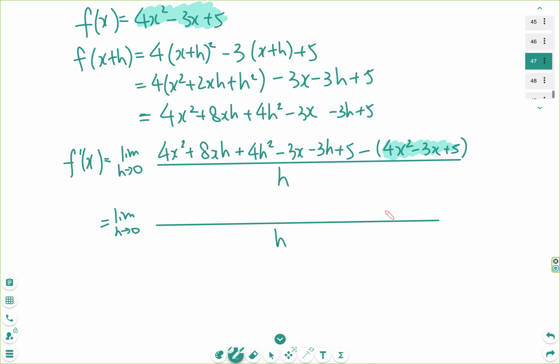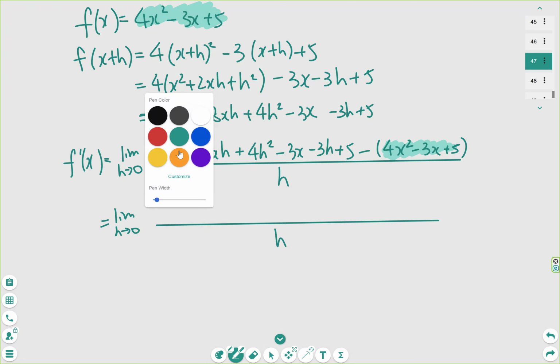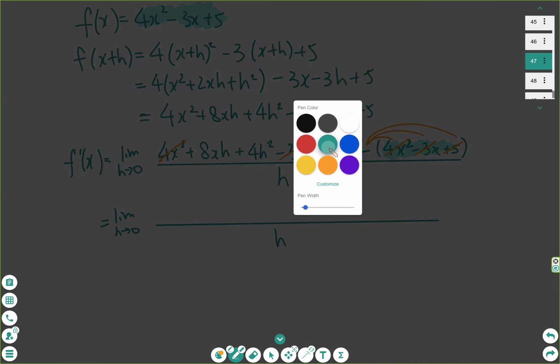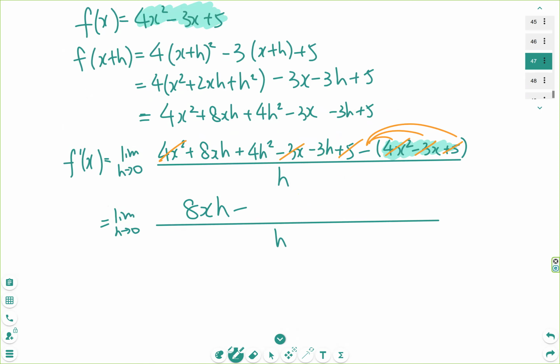So I know, doing some mental maths, simplifying 4x squared, that's a minus 4x squared, so that's gone. Minus 3x becomes a plus 3x. Minus 3x and a plus 3x, gone. Minus positive 5 becomes minus 5. 5 minus 5 is gone. Right? So you will see what I'm left with is 8xh plus 4h squared minus 3h.